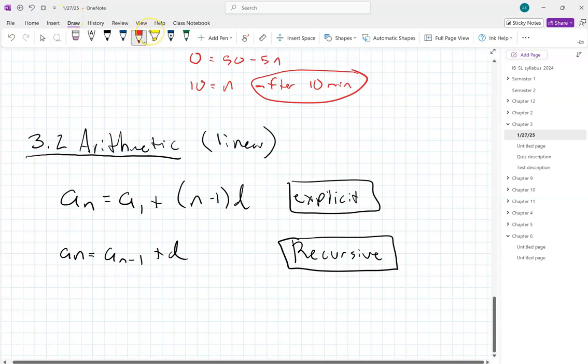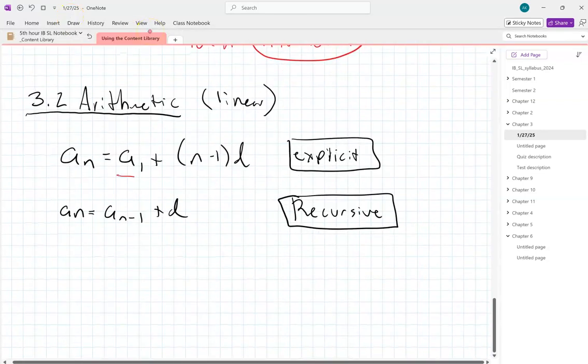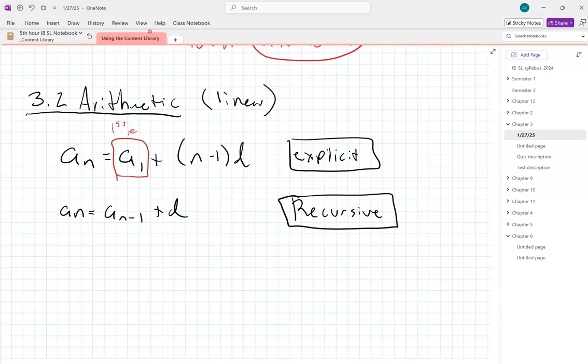So this is just the first term, right? This is the previous term. That's what that means. D stands for common difference. I'm just going to abbreviate that CD.